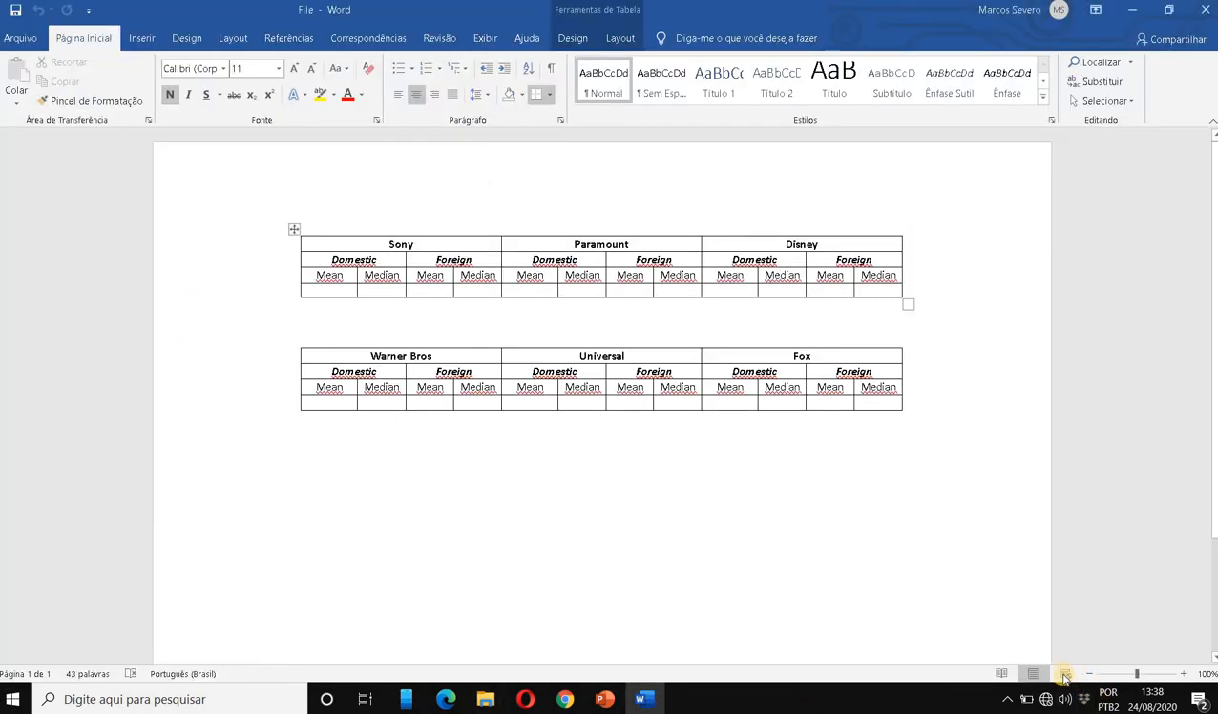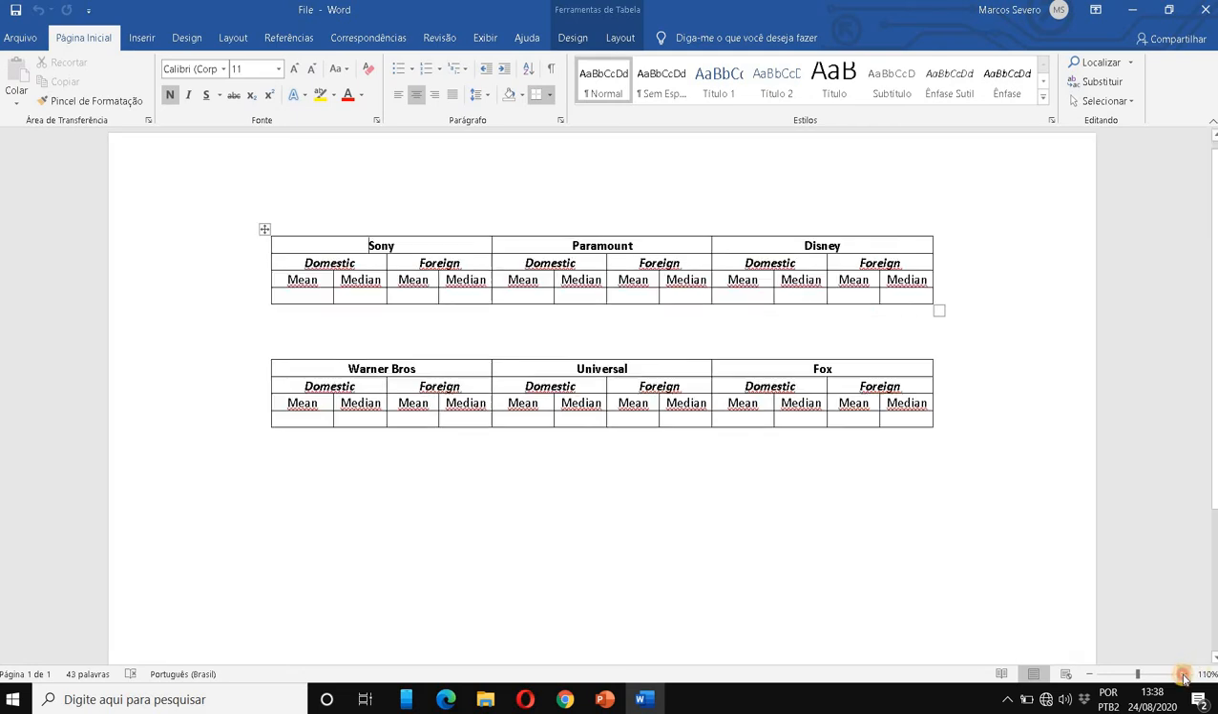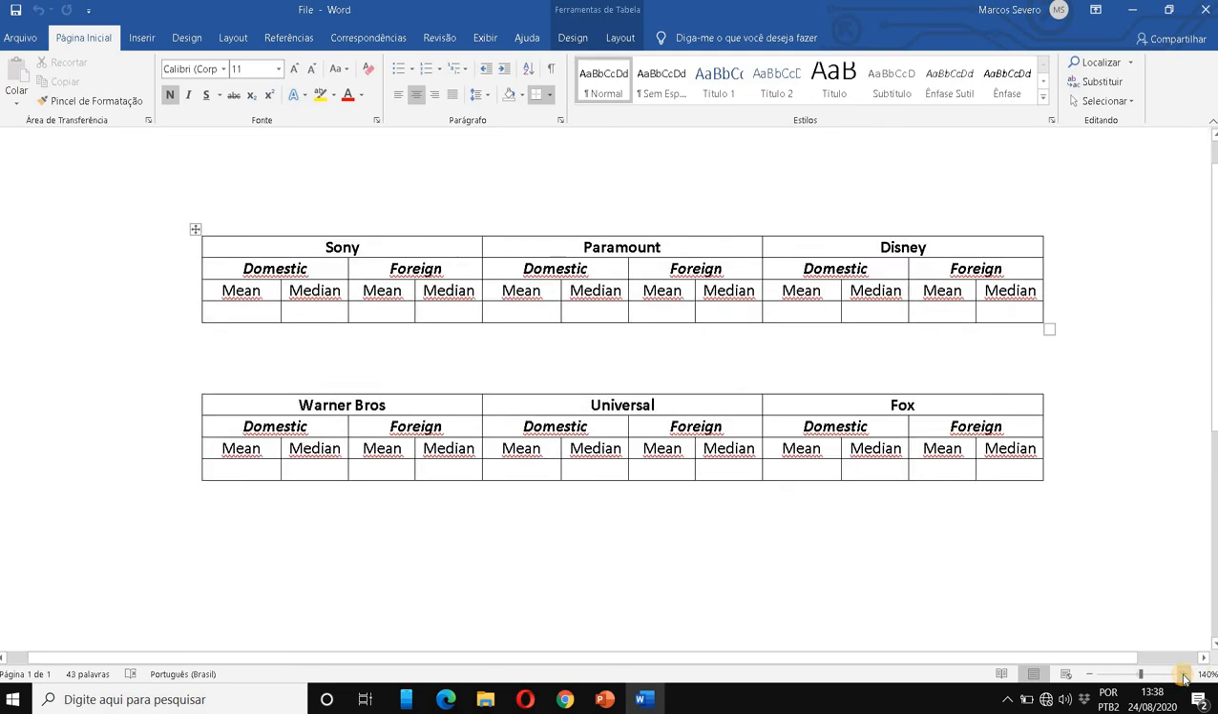I also developed this Word document, which is going to help us when we start generating the results. So these are the 6 big studios, the 6 major ones: Sony, Paramount, Disney, Warner Bros., Universal, and Fox. And we are going to generate the mean values and the median values from the domestic and the foreign gross revenue, and I'm going to try to discuss why we are going to generate mean and median values and the implications for the distribution of data.